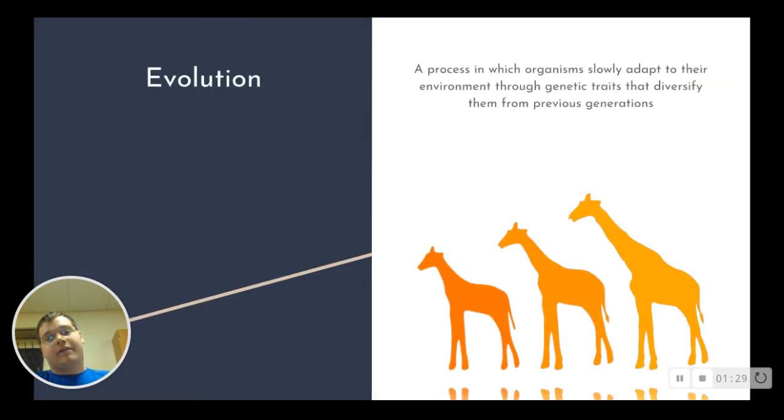What we're going to cover next is evolution, a process in which organisms slowly adapt to their environment through genetic traits that diversify them from previous generations. This is like when animals get better at, say, hunting, or get better skills for that. It comes as a genetic mutation at first, and then that improves and goes on throughout generations.